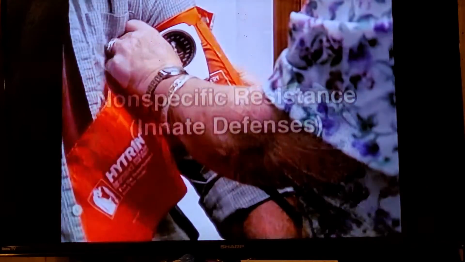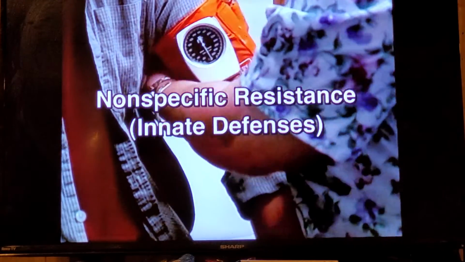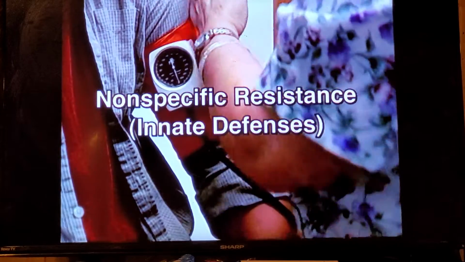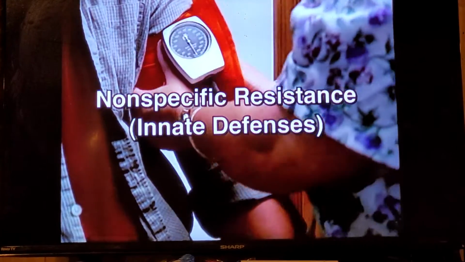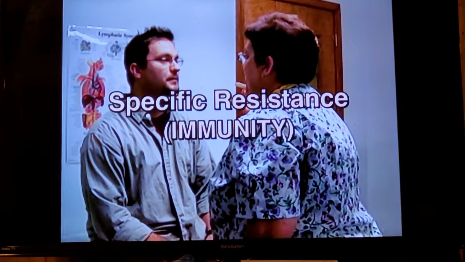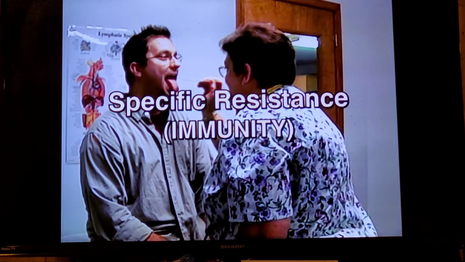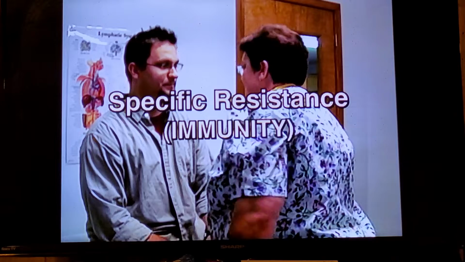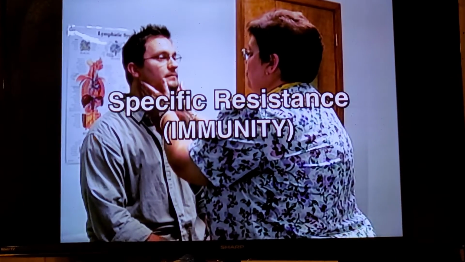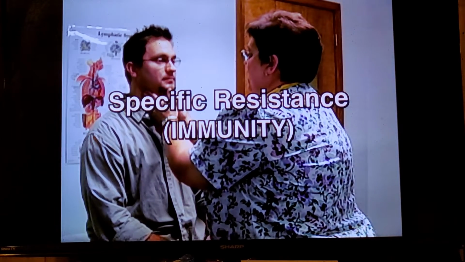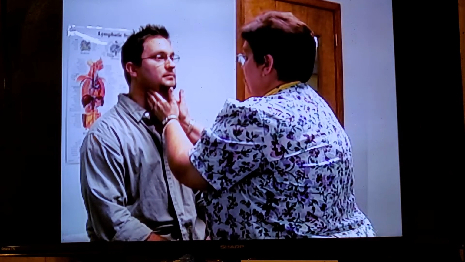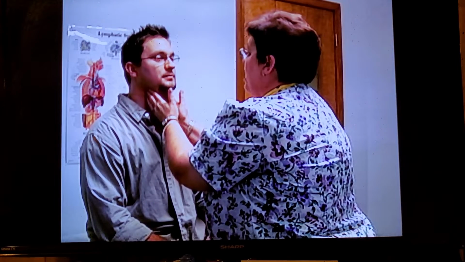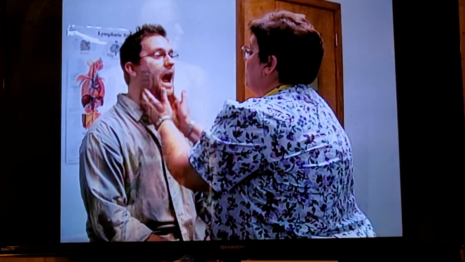There are two types of resistance. One, nonspecific resistance, or innate defenses, which provides basic protection from a broad range of pathogens. Two, specific resistance, or immunity, is learned by the body and constitutes activation of specific lymphocytes to ward off specific invaders. The lymphatic and immune system is responsible for specific resistance. Let's take a closer look.